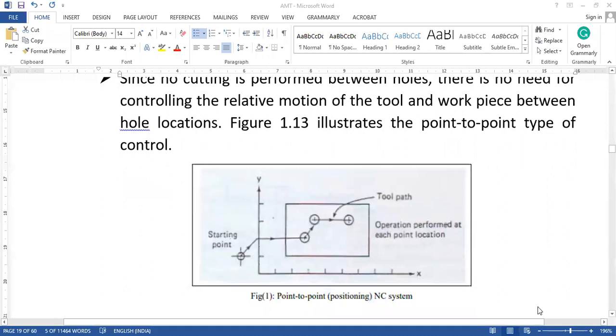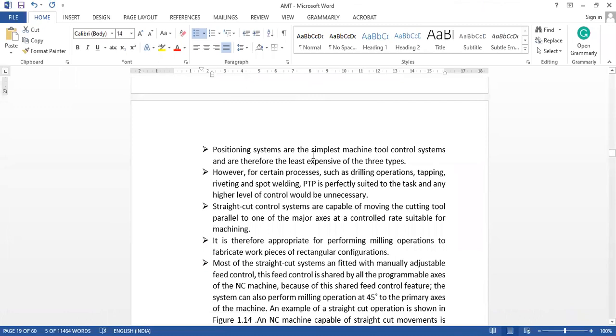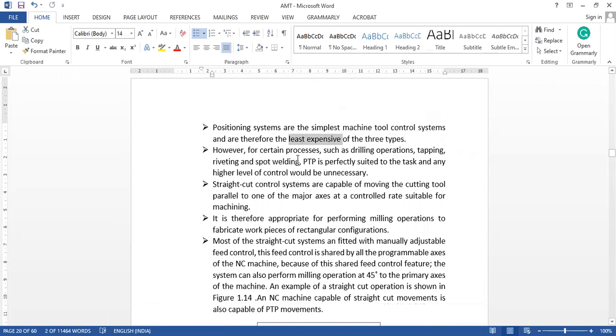Then next is the positioning systems. Positioning systems are the simplest machine tool control systems and are therefore the least expensive of the three types. For certain processes such as drilling operation, tapping, riveting, spot welding, PTP is perfectly suited to the task and any high level of control would be unnecessary.